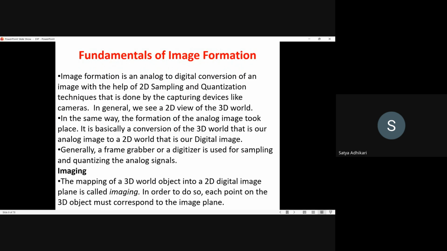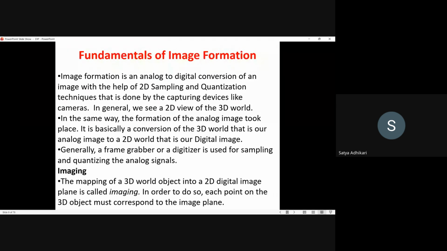It is analog to digital conversion because an object is in analog form. But when you capture an image, it is converted to digital form. In the same way, the formation of an analog image is basically the conversion of a 3D world, that is our analog image, to a 2D world, that is our digital image. So our analog image is 3D, whereas the digital image is 2D. We have already discussed that a frame grabber or a digitizer is used for sampling and quantization of the analog signal.